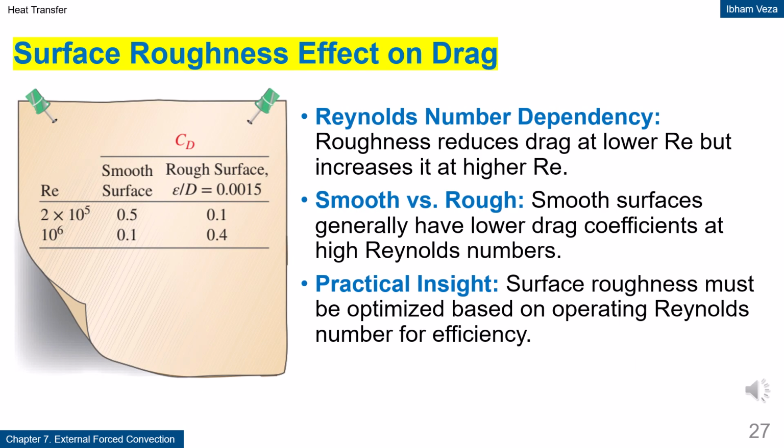Surface roughness effect on drag. This slide emphasizes that the effect of surface roughness on drag depends on the Reynolds number. At lower Reynolds numbers, roughness can help reduce drag. In contrast, at high Reynolds numbers, smooth surfaces usually give lower drag. This shows that there is no single universal solution for all flow conditions. Surface design must always consider the operating Reynolds number range.